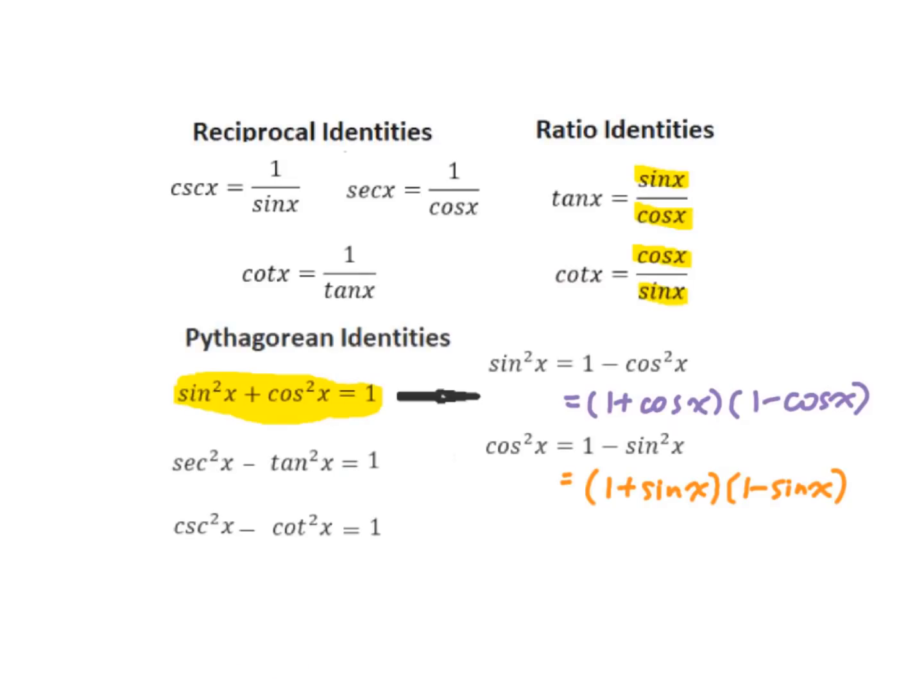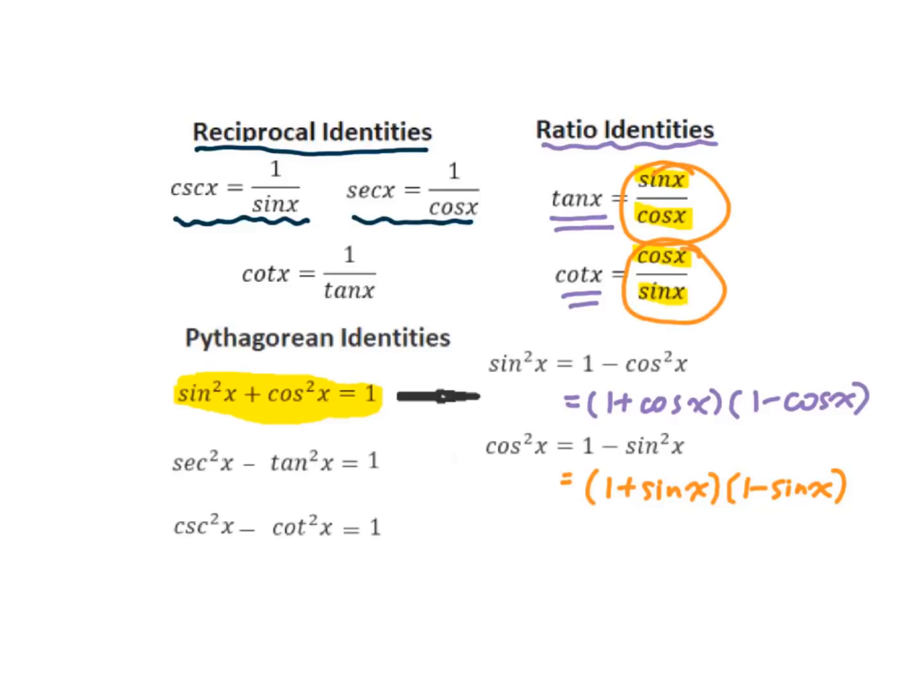When you do verifying trig identities, try to remember the following identities. You have reciprocal identities, especially for cosecant and secant changing into sine or cosine. For ratio identities, for tangent x and cotangent x, use sine and cosine to stand for them. For Pythagorean trig identities, this one is more important.